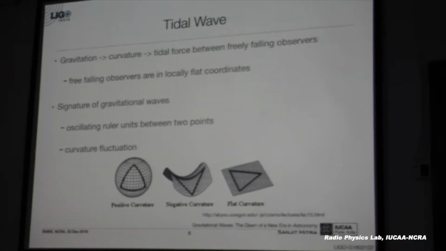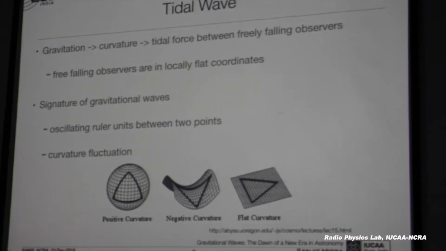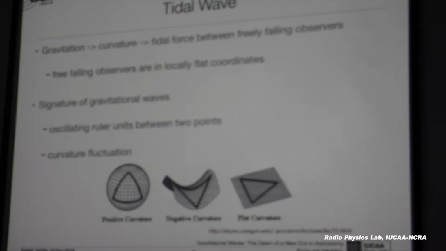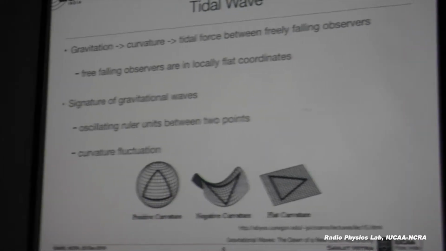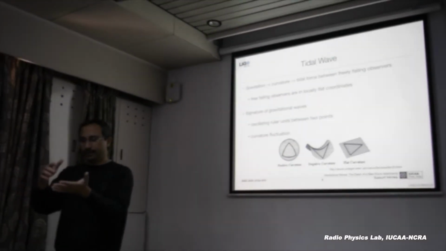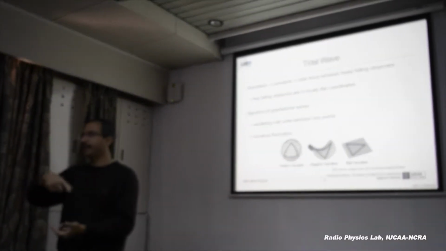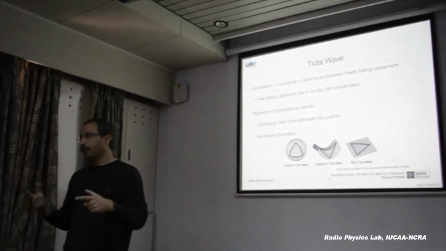Let me say a little more, one more thing. I said that gravitational waves basically change the ruler between two points, so the distance changes. Another way to see it is basically the curvature fluctuation. Generally it is flat. When you are far away in the weak gravity, the space-time is flat. So if you had a triangle, the sum of the angles would be 180 degrees.